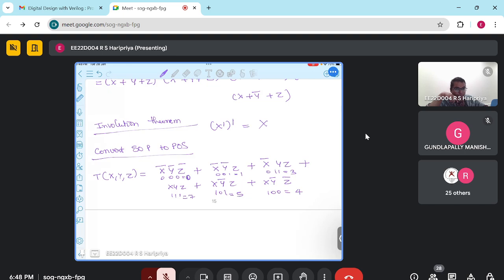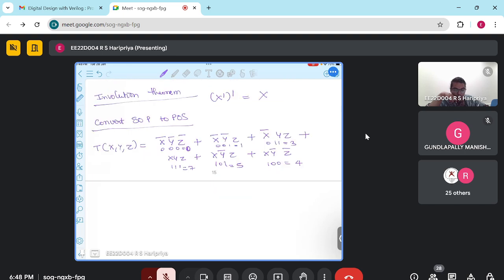Sorry, this is 0. So the expression T is equal to T complement's complement. Okay. So the T complement consists of those minterms that are not contained in the expression for T. Okay, so from this, what are the minterms which are not considered here? 0, 1, 2 is not there, 4, 5, 6, 7. So these two terms will be in the POS form.